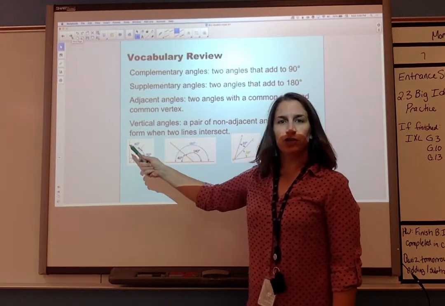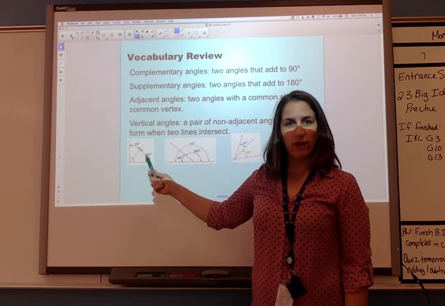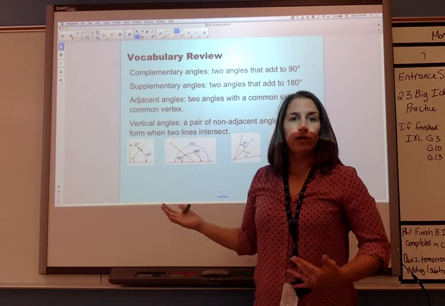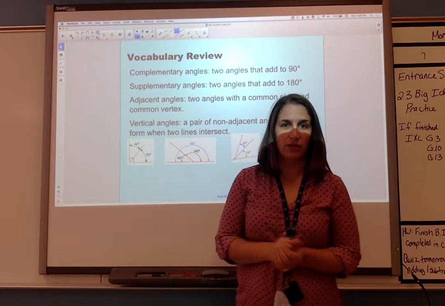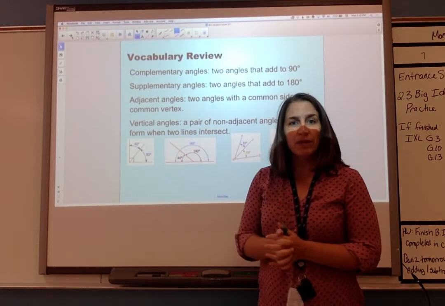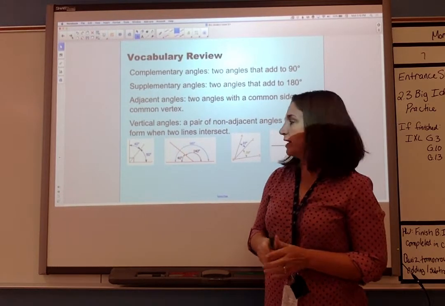They could look like this picture where they make up a right angle and the right angle is bisected, or it could just be two angles that aren't even next to each other that happen to add up to 90 degrees. Those are complementary. Supplementary angles are two angles that add up to 180 degrees.